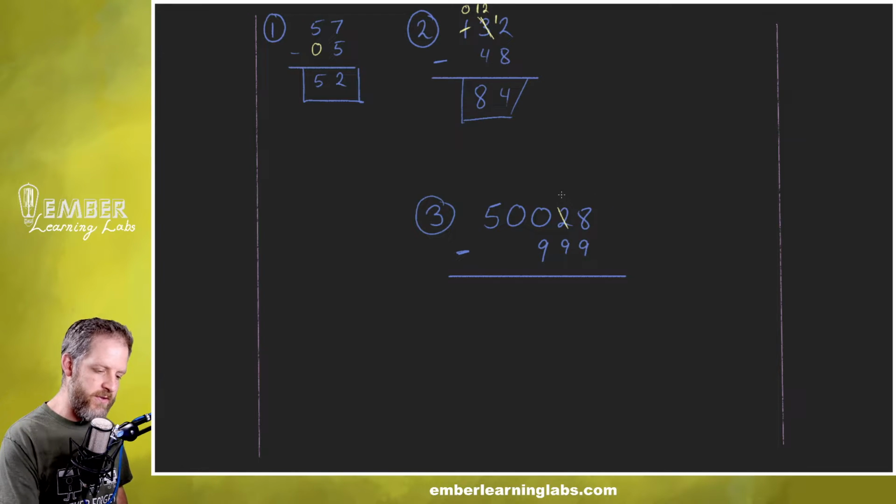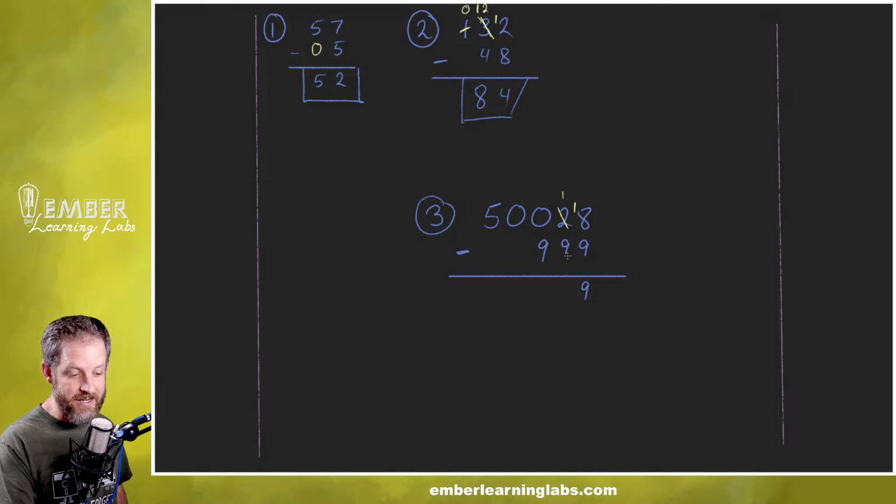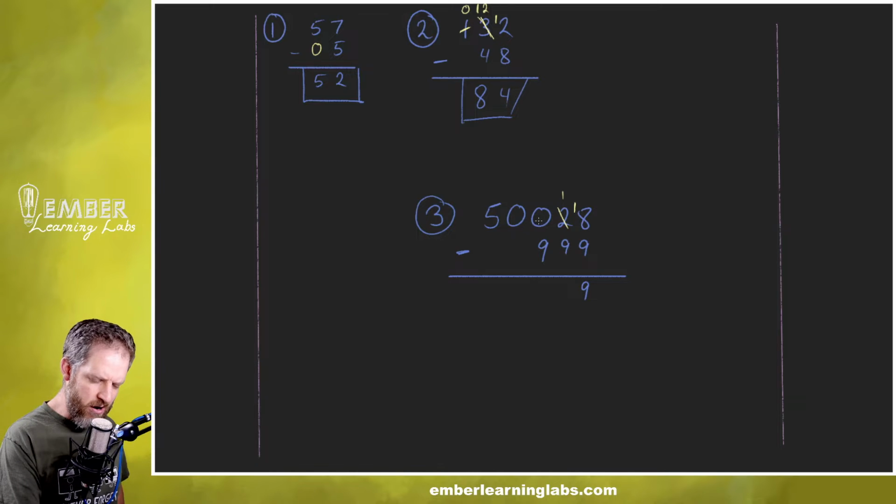So we're going to borrow from the 2, turn it into 1. This turns into an 18. 18 minus 9 is 9, right? Now, trying to subtract 9 from 1, and we definitely can't do that. We can't borrow from here.